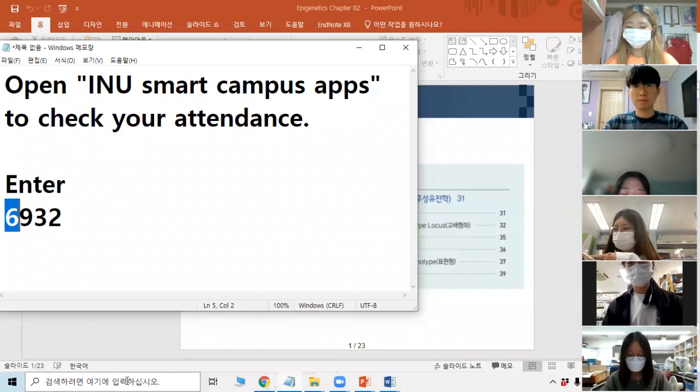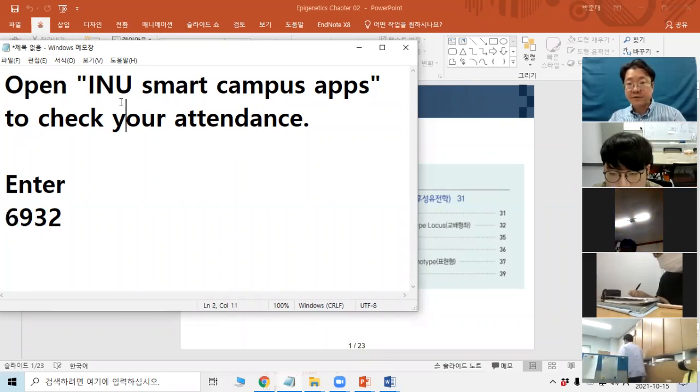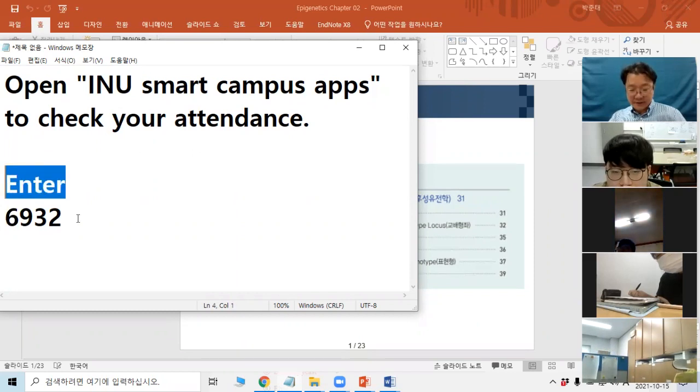Thibault, I found that you didn't check the INU Smart Campus apps. So you had better open it and just enter 6932. Yes, I'm doing it now. Okay, it's good. Okay, now we will start our class.